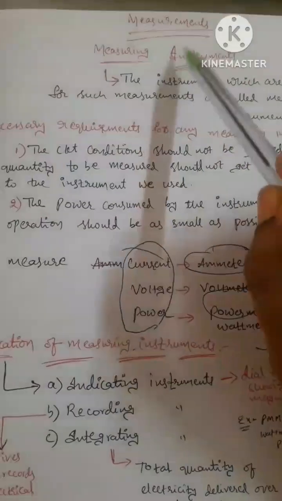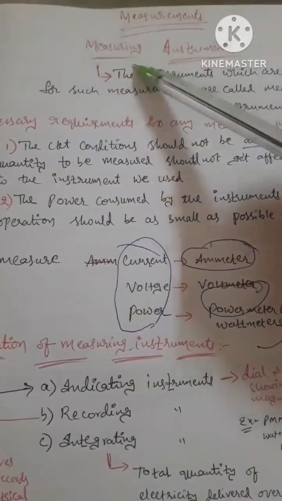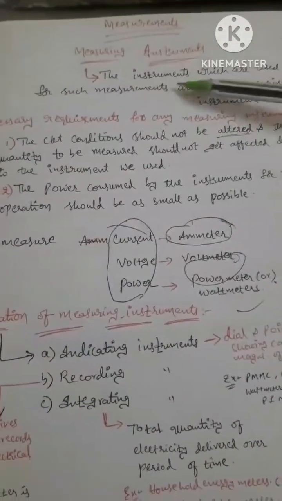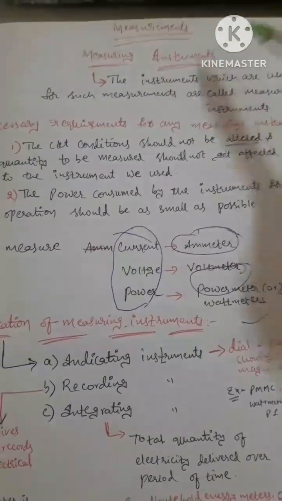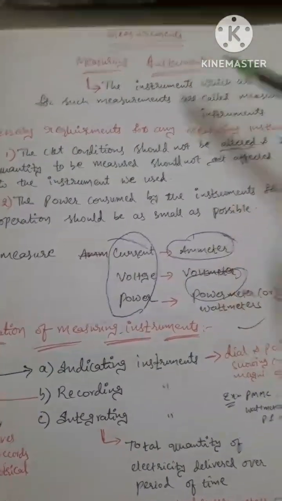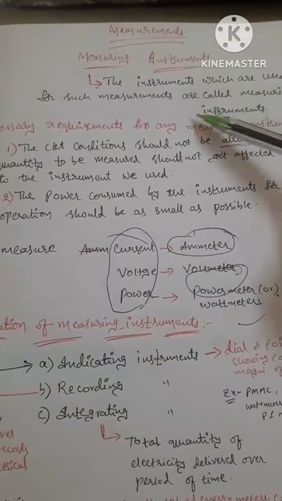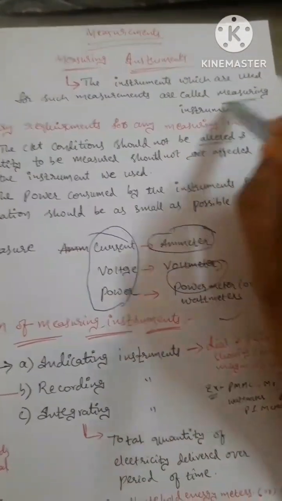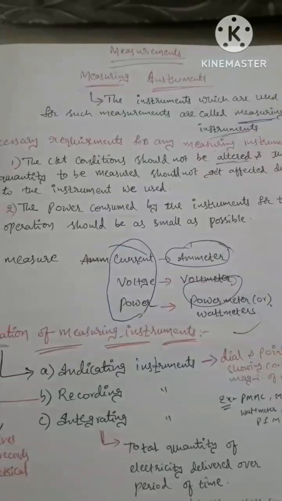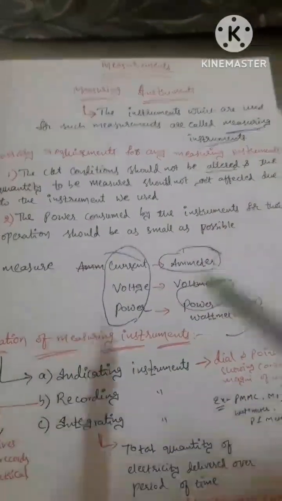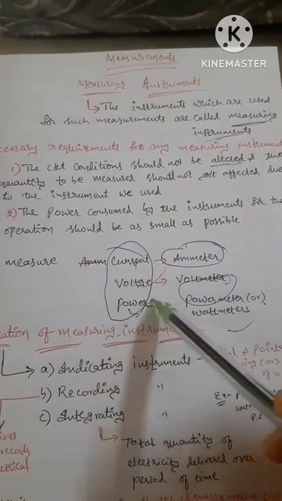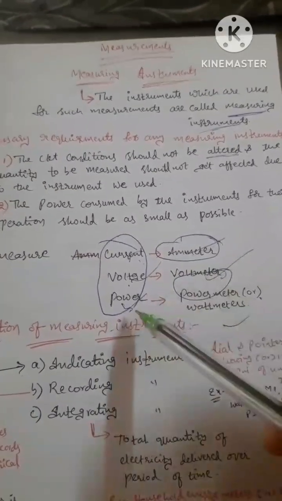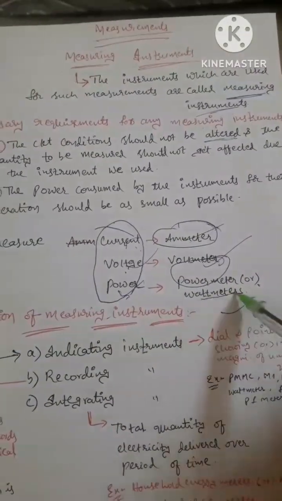Today's topic is from the subject Measurements. The topic is measuring instruments. What is a measuring instrument? The instrument which is used for measuring a quantity is known as a measuring instrument. The quantities that we measure through instruments are current, voltage and power. Current is measured by an ammeter, voltage is measured by a voltmeter, and power is measured by a power meter or wattmeter.